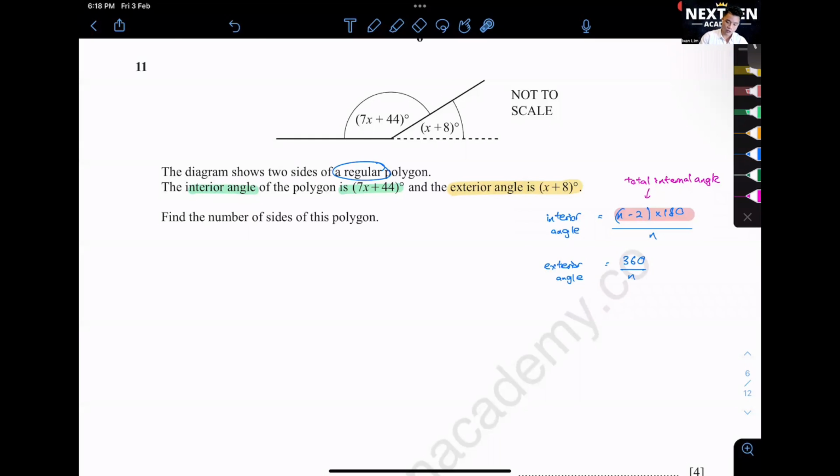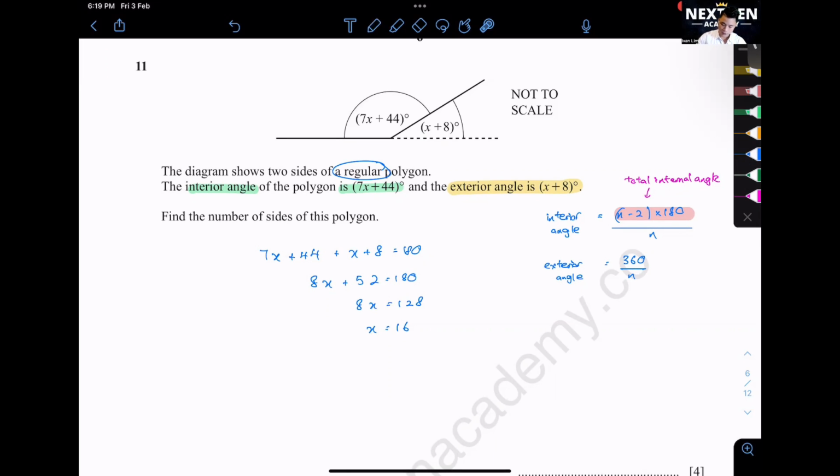So number one, we need to find what x is first. This is a straight line. Therefore, all the values add up together: x plus 8 equals 180. So add it up: 8x plus 52 equals 180. 8x equals 128. x equals 16. Okay, so I know x equals 16.